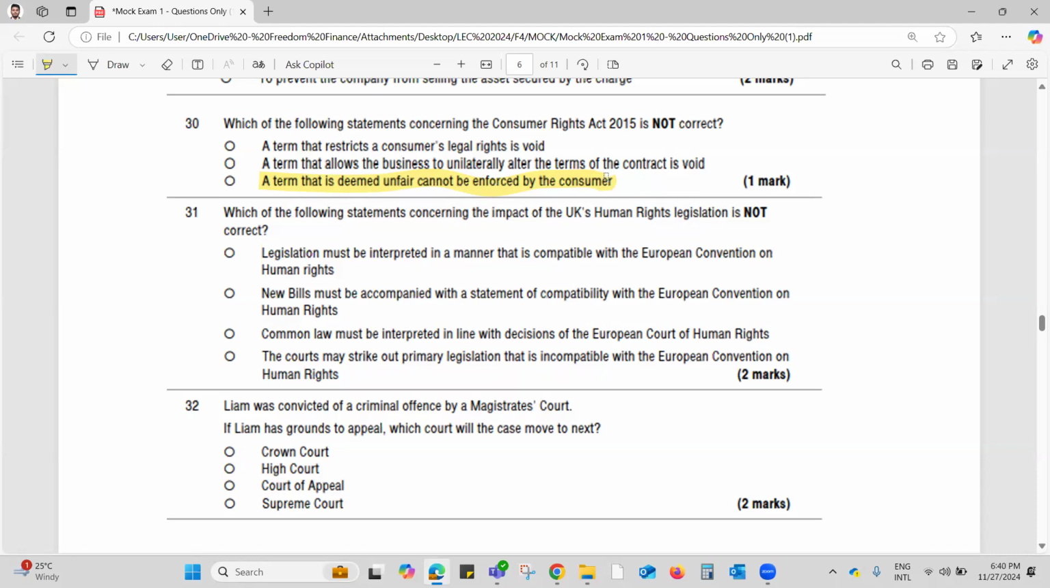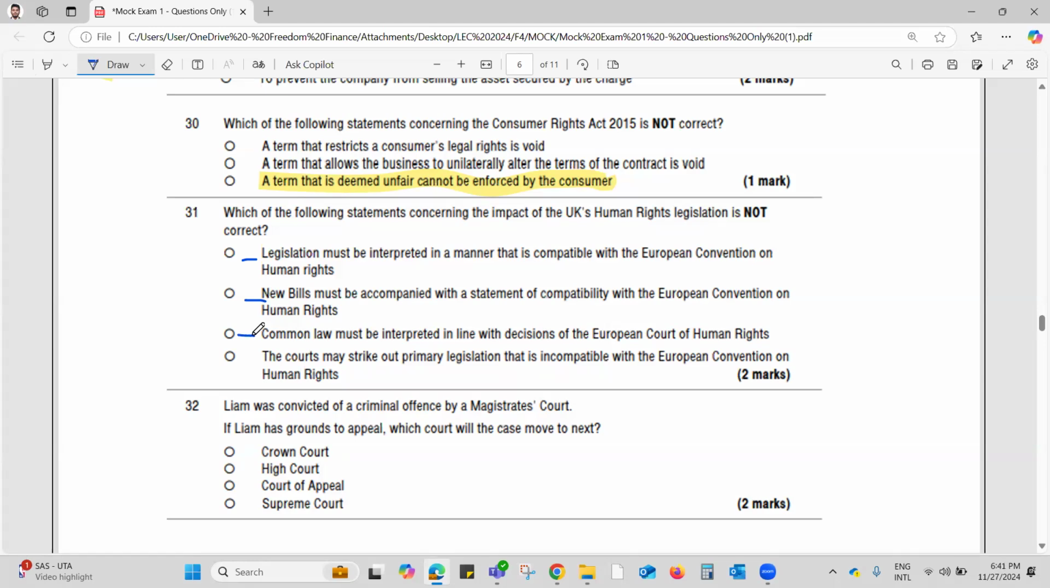Then, in the next question, they're asking which of the following statements concerning the impact of the UK's human rights legislation is not correct. So they're asking for the incorrect one. Legislation must be interpreted in a manner that is compatible with the European Convention on Human Rights, isn't it? That is correct, but we are looking for the incorrect one, so this seems okay. New bills must be accompanied with a statement of compatibility with the European Convention on Human Rights. Yes, new bills means you're passing new laws, so they need to be accompanied with the statement of compatibility. In terms of human rights, that seems to be correct. And common law must be interpreted in line with the decisions of the European Court of Human Rights. That also seems correct.